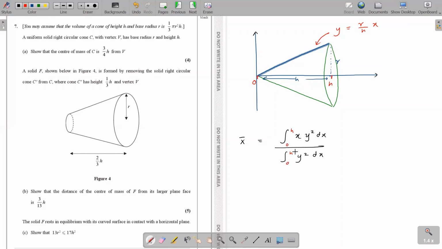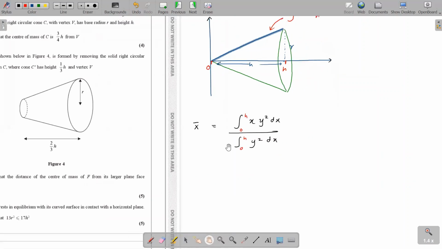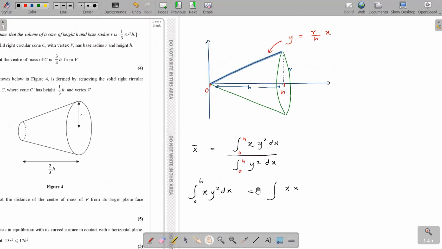Are you with me? Okay, let's integrate each part separately. I will integrate x y squared dx first from 0 to h. So integration of x y squared will be, y is r over h x, so y squared will be r over h x, whole thing squared. Do you agree? Okay, let's simplify and get the answer.